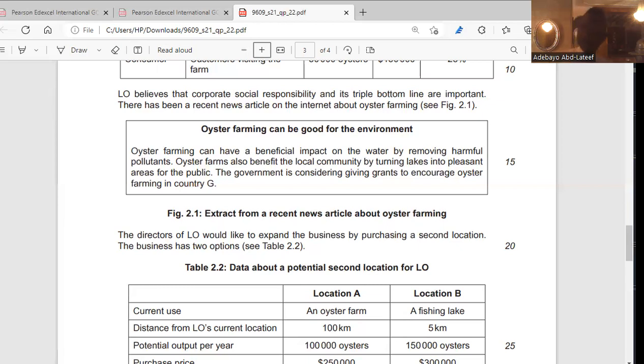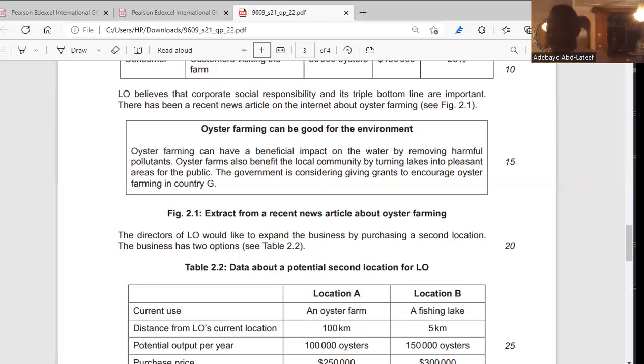Then we go to social. Here they said LO provides employment for 6 local workers. Yes or no? Yes. So that means LO is socially responsible. That's the first point. The second point is that LO pays taxes to the local government, which also means that the local government can use the revenue from tax to develop the area. That is social.